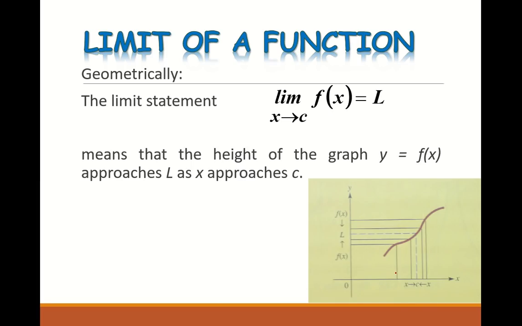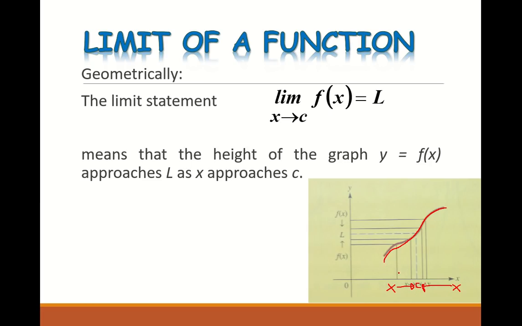Like in this illustration here, we have c. Then this is our x, the horizontal value, as x approaches c. This is from the left, and we also have x approaching c from the right. And we have here our function. This is the graph of our function.